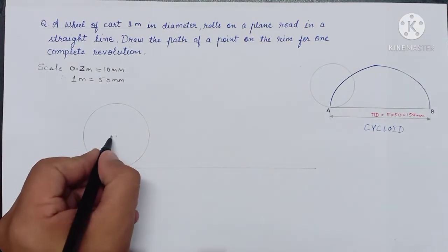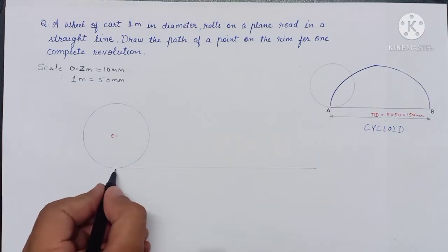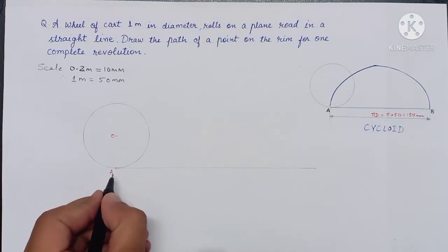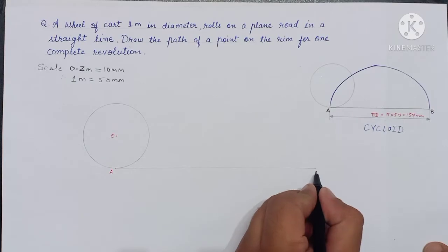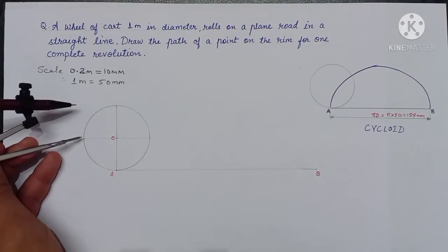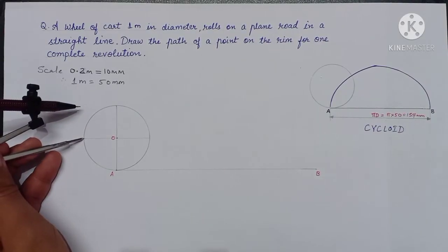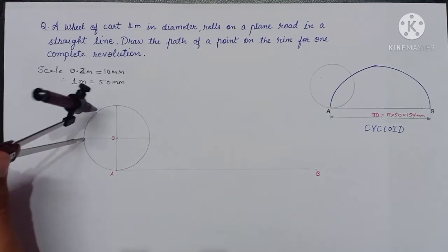Name the center O. Take this point as A, B. Now we divide the circle into number of parts. Let us take 12 equal parts.